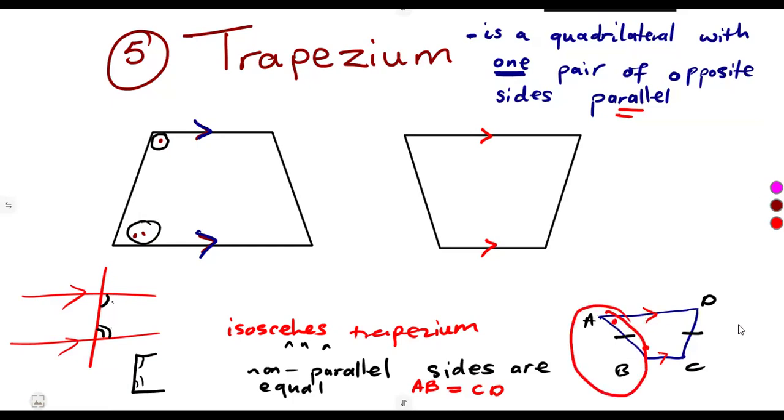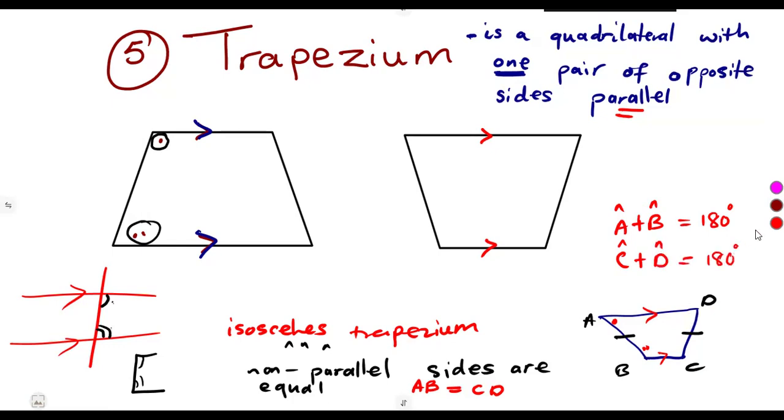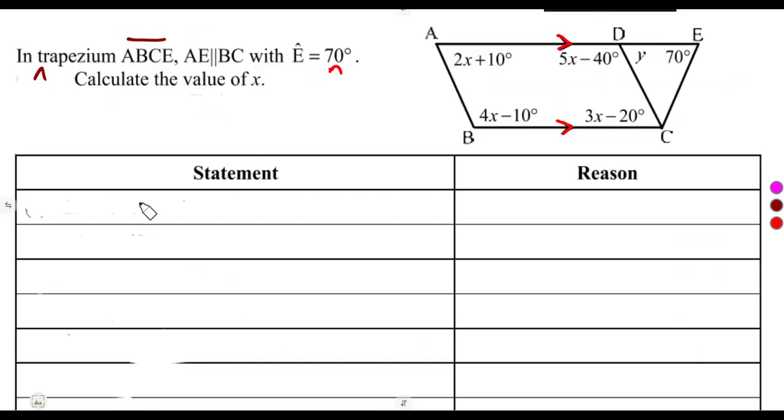If we take angle A and B, if we take these two, angle A plus angle B, they are co-interior angles, so they must give us 180 degrees. Angle D and angle C, if we take that, angle C plus angle D must give us 180 degrees. These are properties from the parallel line concept. Co-interior angles. So in this case, we can use any, because these two, they are parallel, AE and BC.